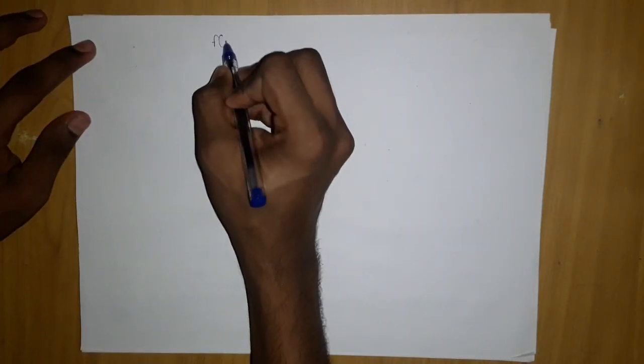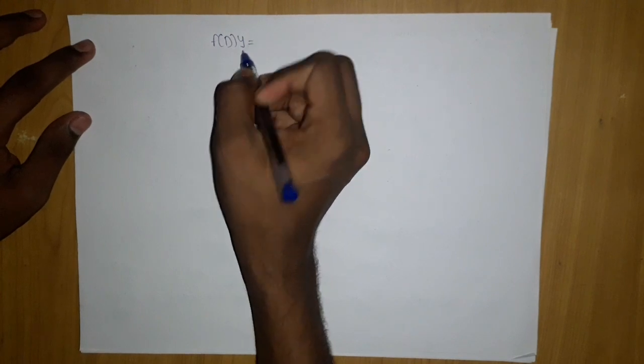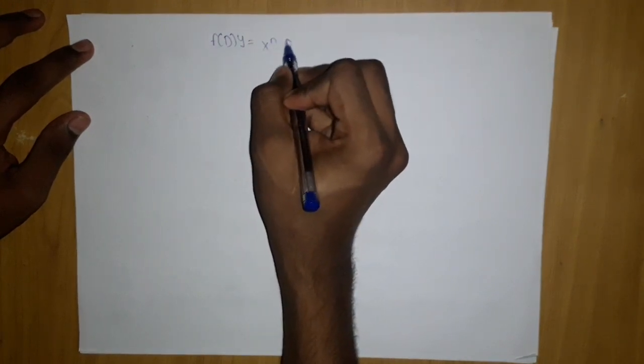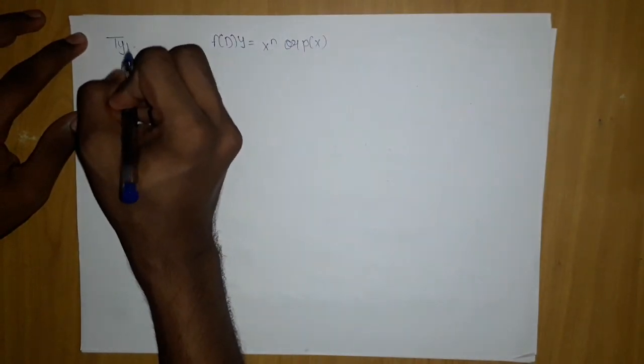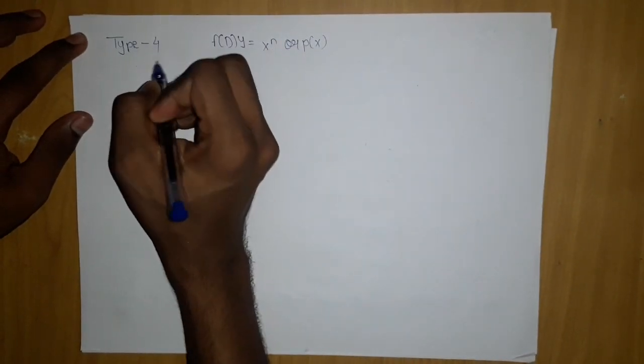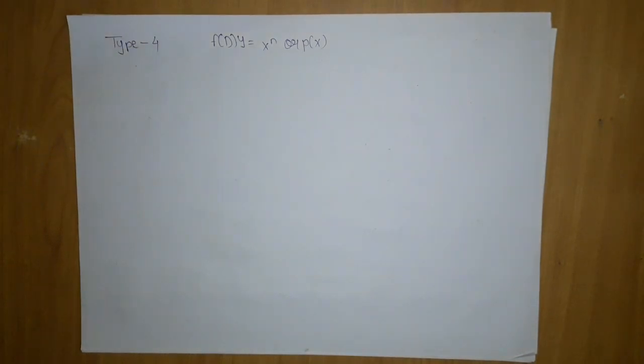The type 4 is nothing but f of D into y equal to x power n or p of x. This is type 4. First was when Q of x becomes 0. Second was when Q of x becomes e power ax. There we directly substitute instead of D. And in the third type it was sin ax plus b. There we substitute D square by minus a square, and we rationalize and we differentiate also.